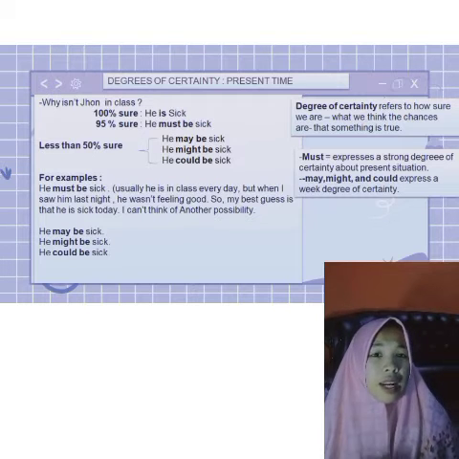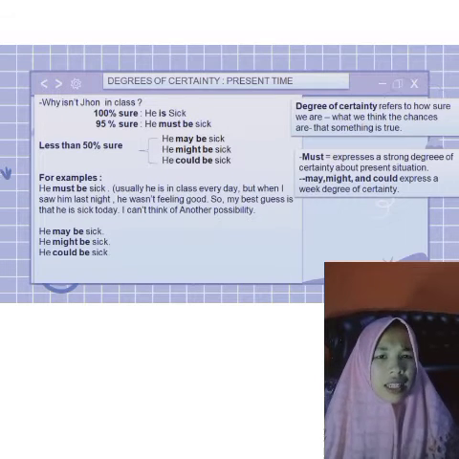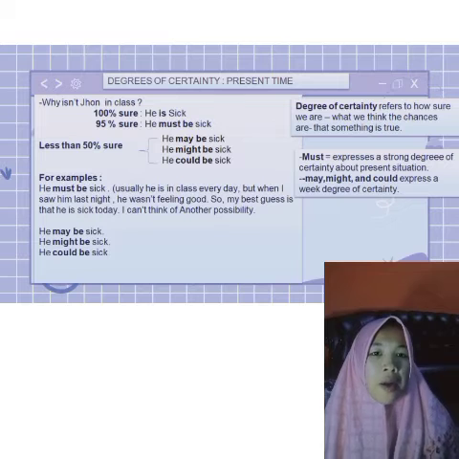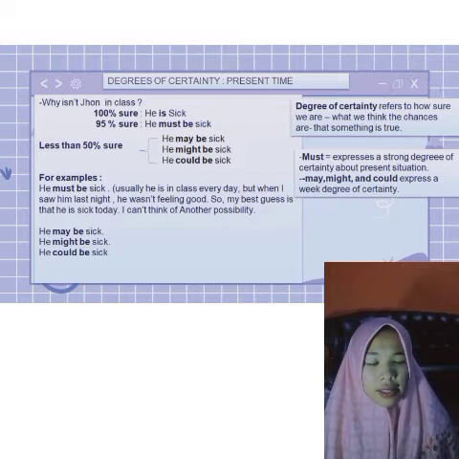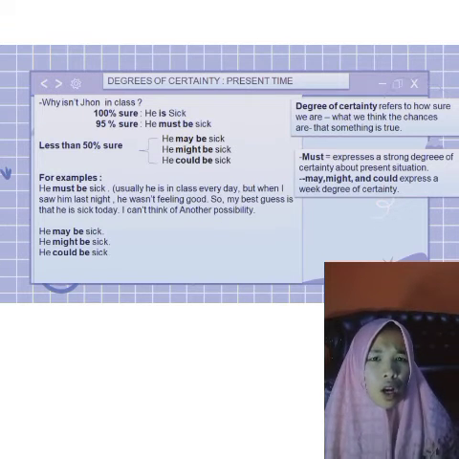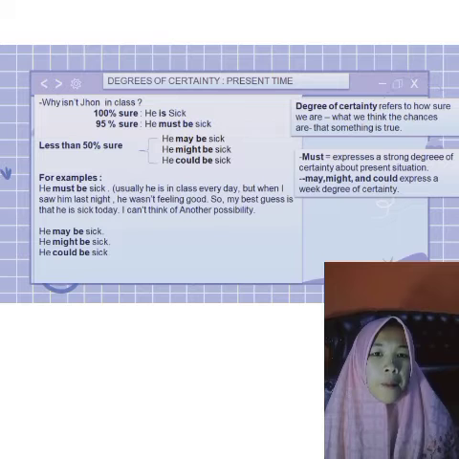May, might, and could express a weak degree of certainty. In B, C, and D, the speaker is saying, perhaps, maybe, possibly, John is sick. I'm only making a guess. I can think of other possibilities. B, C, and D have the same meaning.